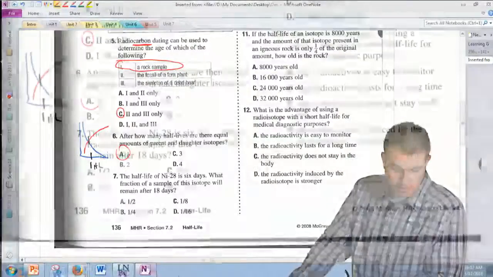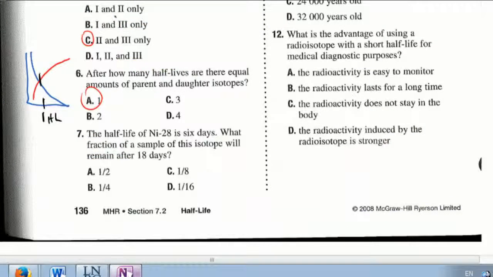Number 7, the half-life of nickel-28 is 6 days. What fraction of the isotope will remain after 18 days? Taylor, thank you very much. C and D. All right, these were maybe a little bit trickier than the first 2. I think they did get a little bit harder. Sorry for the last group.